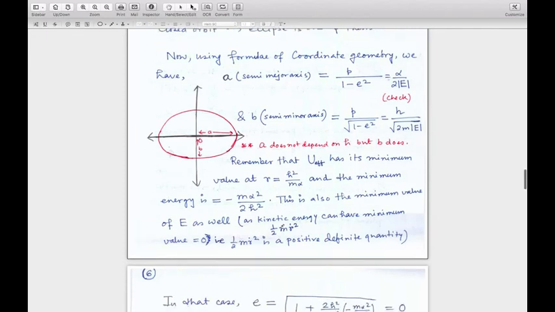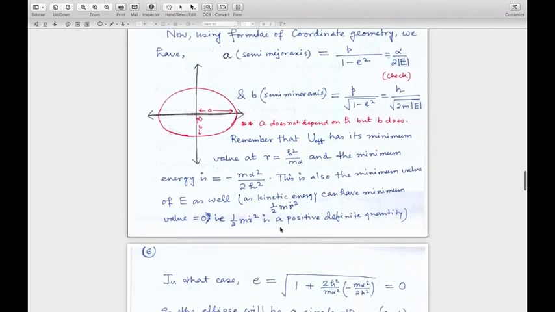Just think and tell me why it is consistent or legitimate to think that when U effective has its minimum value, the radial part of the kinetic energy, that is half m r dot square, vanishes. That is, who says that both of them can occur simultaneously? That is the question.